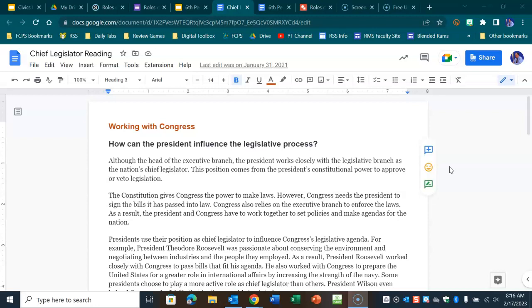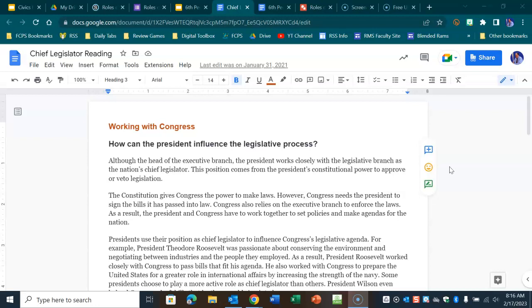The president's veto power. If the president does not believe a bill passed by Congress should become a law, he or she can veto it. A veto signals the president's refusal to sign the bill. Without the president's signature, it is unlikely to become a law. There are two kinds of vetoes, regular and pocket vetoes.